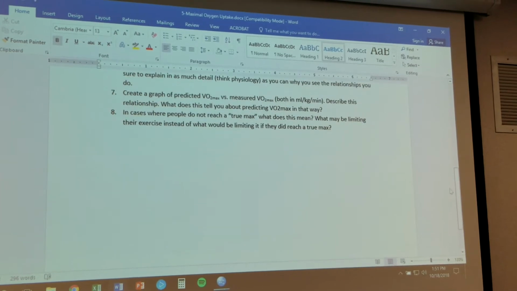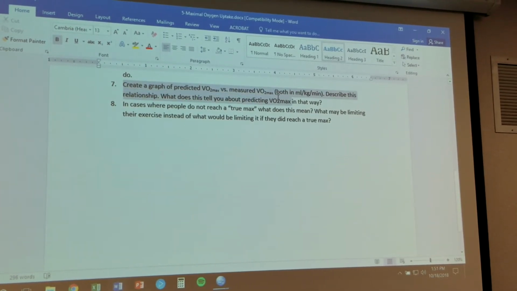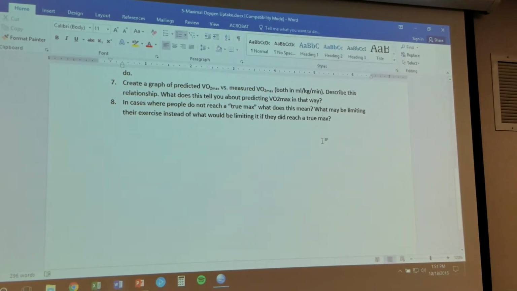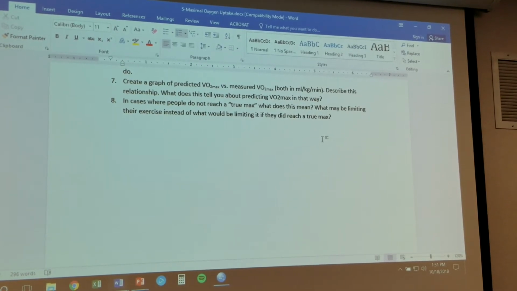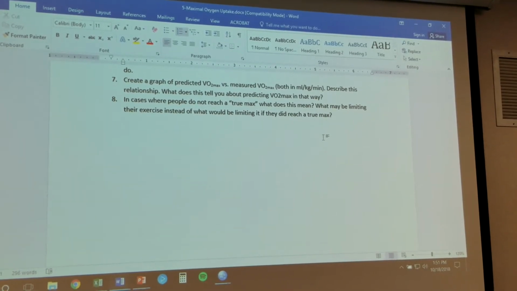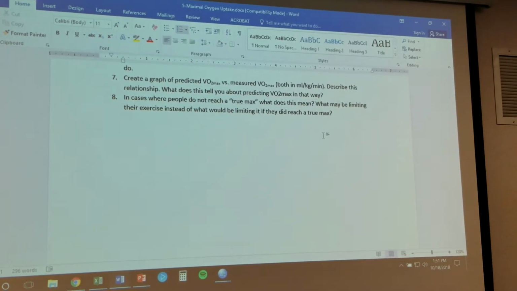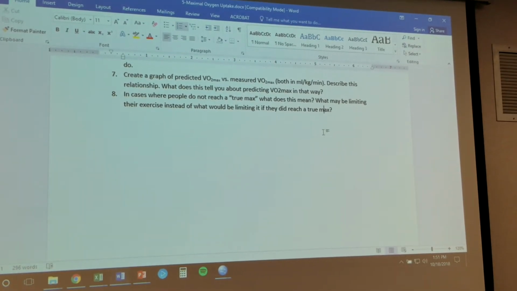And then we're going to do another graph of predicted VO2 max versus measured. If this was an R squared of like 0.9, that would tell us that it's a really good predictor of VO2 max. That spreadsheet is over there. If it's not so good, then it might not be. So that's what you're interpreting: how well that equation predicts the actual measured VO2 max.